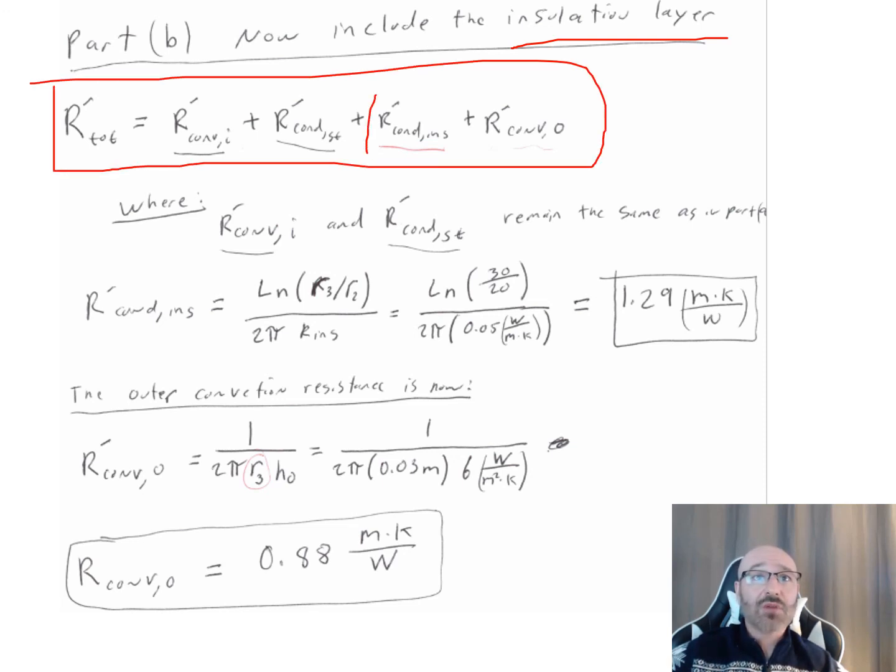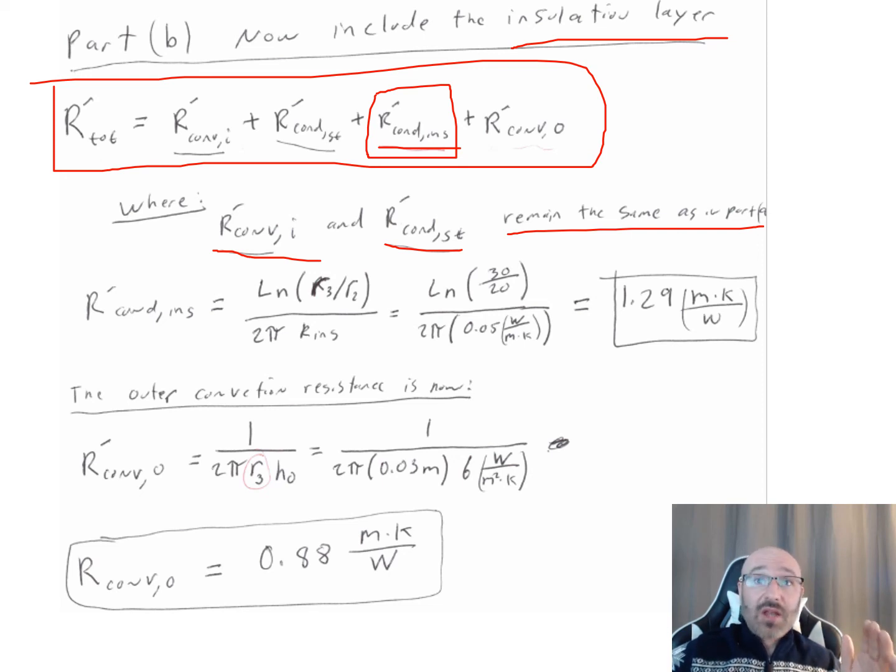and realize we now have this new term that we need to add into our previous one right here, which is our conduction value for our insulation. So now right here, where we say our convection, inner, and our conduction right here remain the same as part A. Now this is something, if you're not quite sure, does that make sense? Do my radiuses change? Go back through and resolve it.